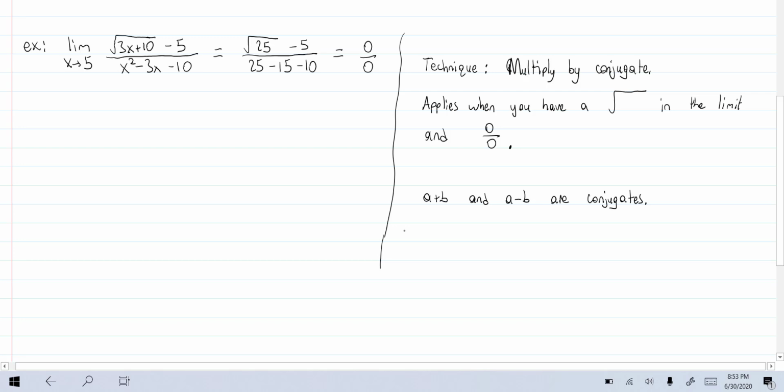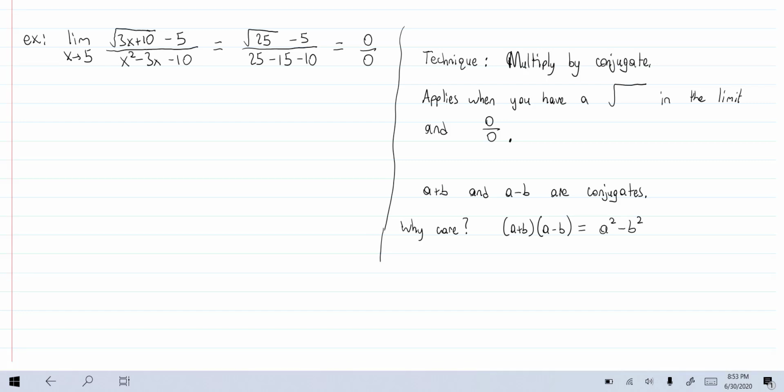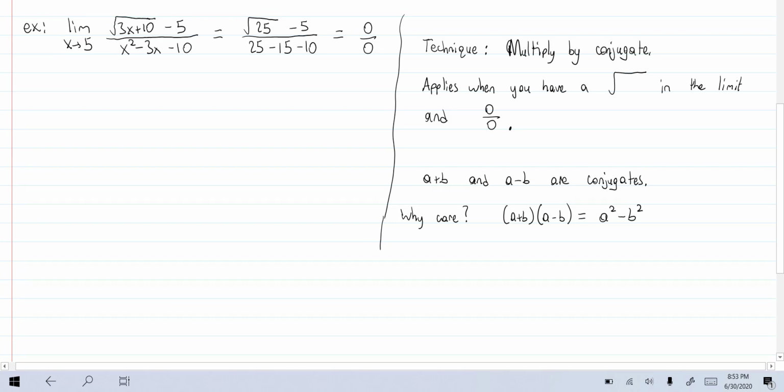And the reason why we care about conjugates comes from what happens when we multiply conjugates with each other. So if I multiply a plus b times a minus b, if you FOIL it out, what you'll find is it gives you a difference of squares, a squared minus b squared. And what's useful for us about this fact is, notice here that both a and b are being squared.